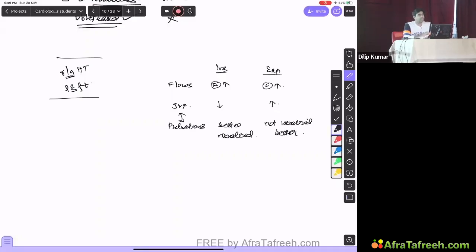Why? Because during inspiration only, the IJV will be in direct continuity with the right atrium. During expiration, there is a chance that the JVP might get kinked because of the increased intrathoracic pressure. So the pressure may not be transmitted to the IJV properly during expiration.